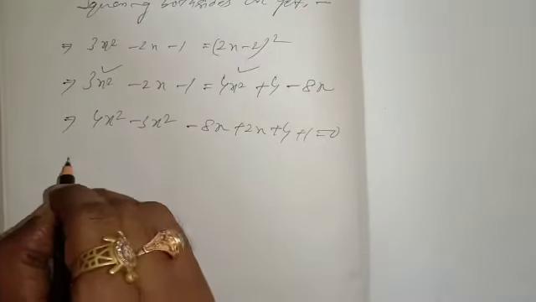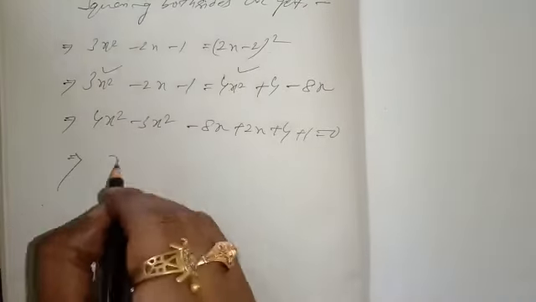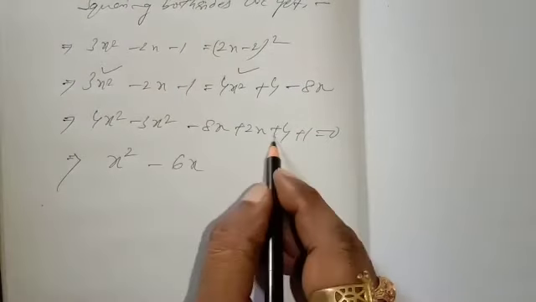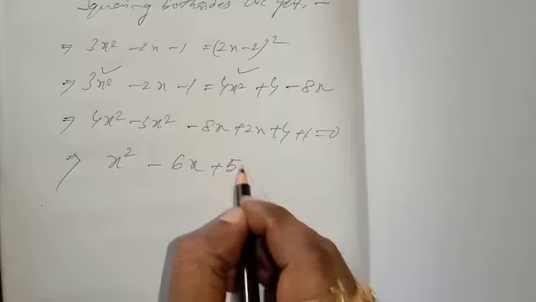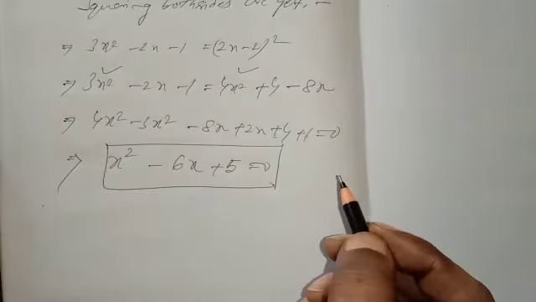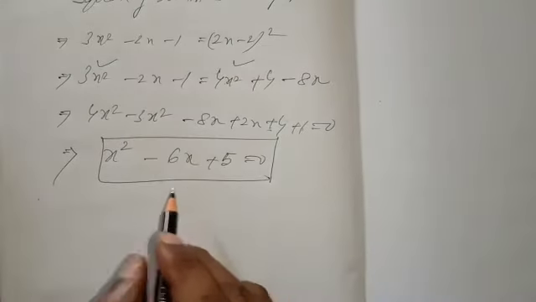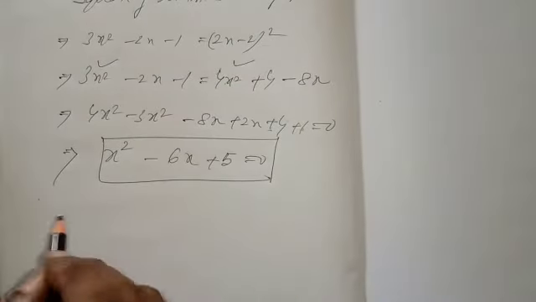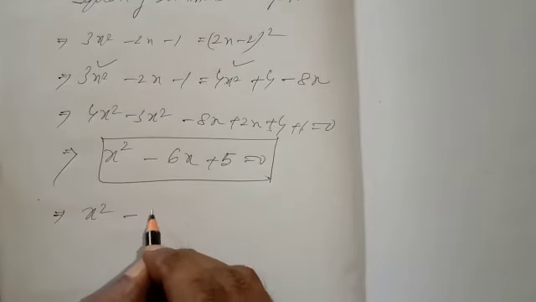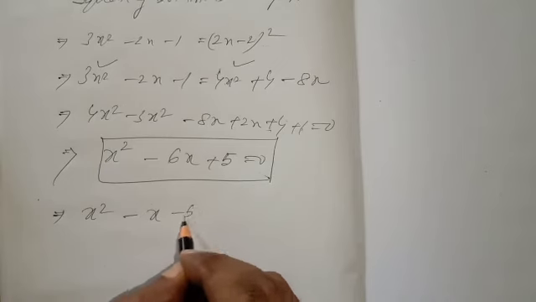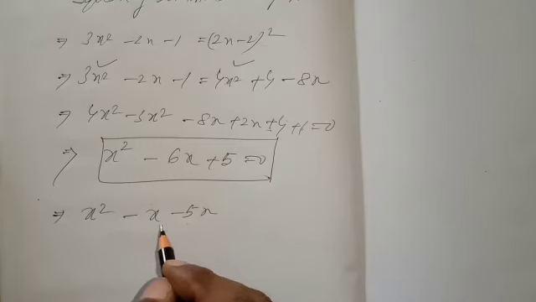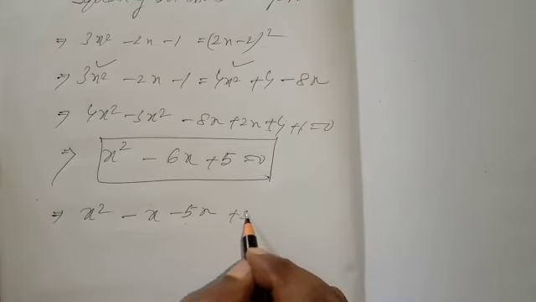Okay. How much are you getting? 4x square minus 3x square, that is x square. Minus 8x plus 2x, this will be minus 6x. Plus 4 plus 1, that is plus 5 equal to 0. Now it is converted to the standard form of a quadratic equation. You have to apply the middle term method to simplify this one. The multiplication is 5, addition is minus 6. What are the numbers? That means minus x minus 5x. Both are minus, then addition will be minus 6, multiplication will be plus 5 equal to 0.